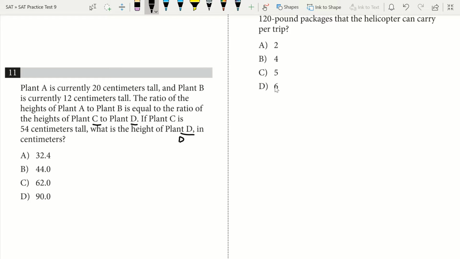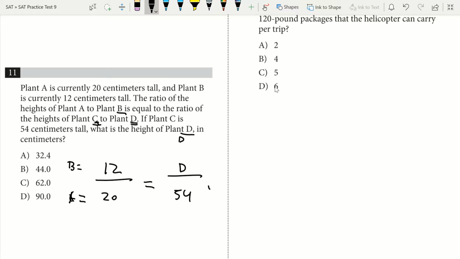So I know plant A is 20 centimeters, and I know plant B is 12. So I'm going to go ahead and write that as plant B being 12 centimeters, right? So I'll have B 12, and then plant A, it says, is 20 centimeters. Okay, I know that that ratio has to equal my B, right, is my second value. So my D is also going to be on top then, right? And that's going to be over plant C, which it says is 54 centimeters tall.